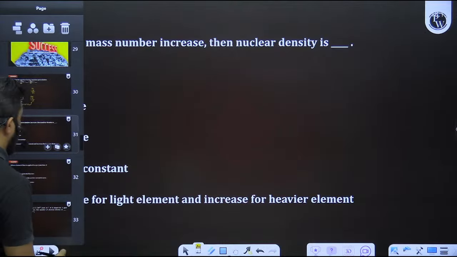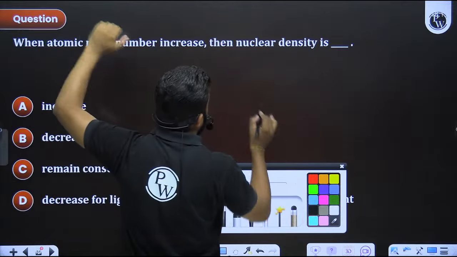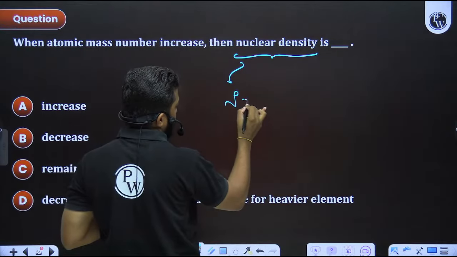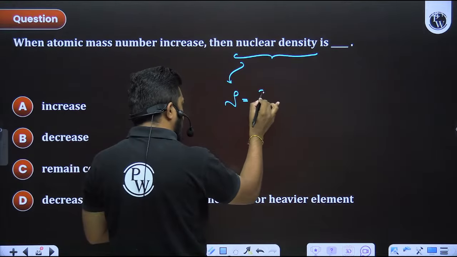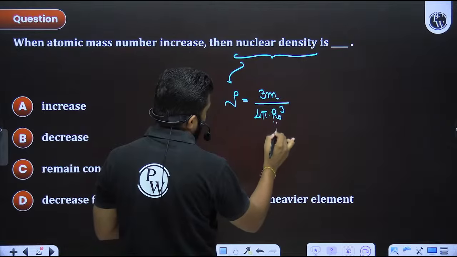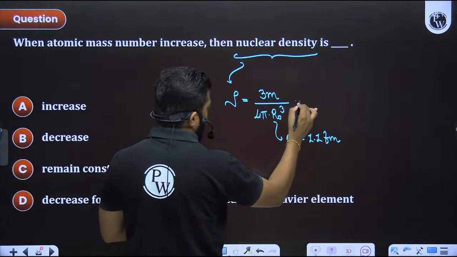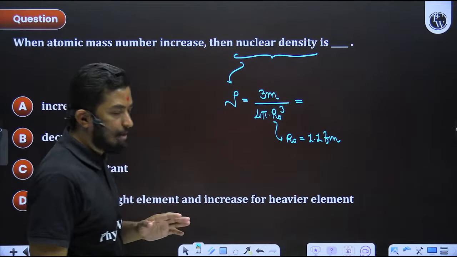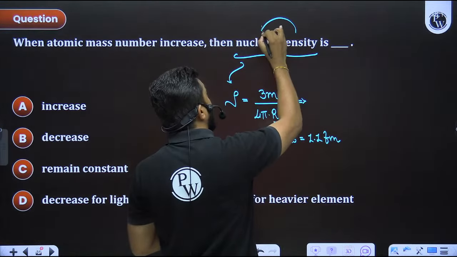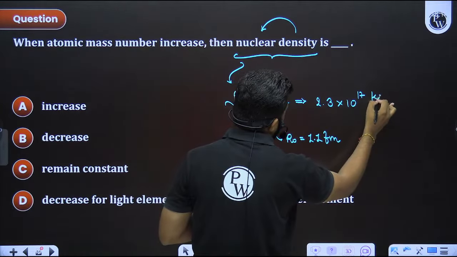Okay, fine. Next: when the atomic mass number is increased, what happens to the nuclear density? Remember dear, nuclear density is something you need to keep in mind. The equation of rho at the nuclear level is equal to 3m divided by 4 pi r naught cubed. And what is r naught? It is a constant with the value of 1.1 Fermi or 1.2 Fermi. What is m? m is the mass of a proton, a fixed value, 1.67 times 10 raised to minus 27. So by that I can get the value of density at the nuclear level for any nucleus. The value of rho is equal to 2.3 times 10 raised to 17 kilogram per meter cube.